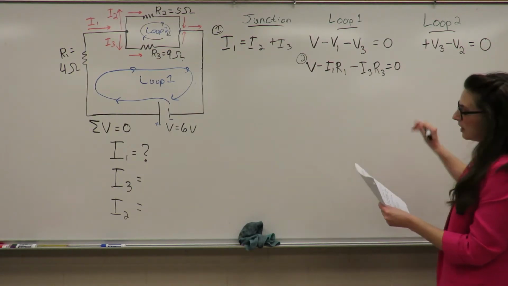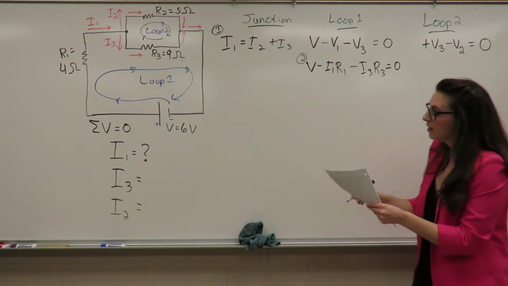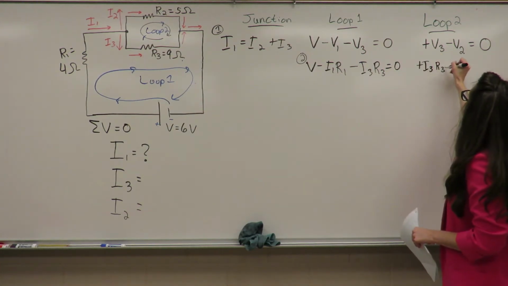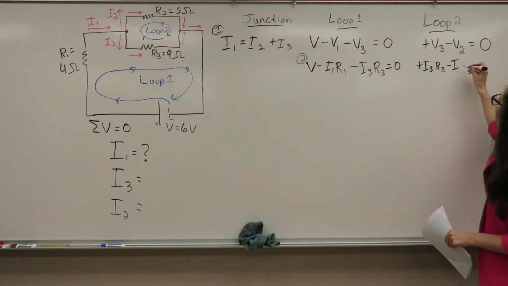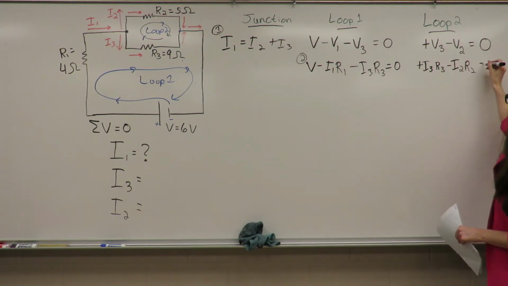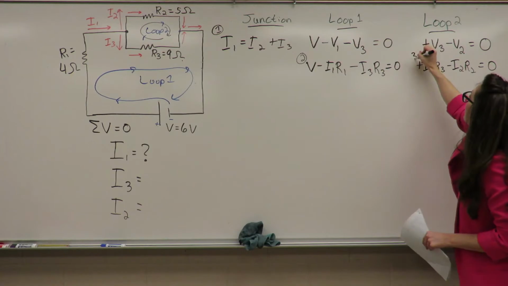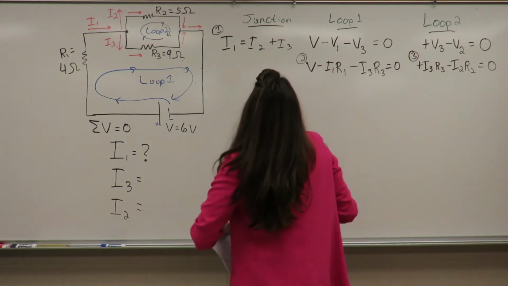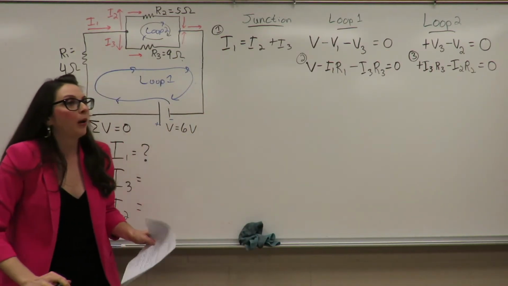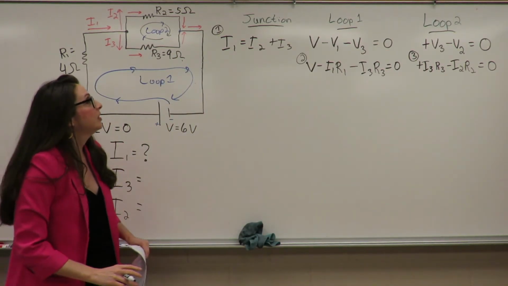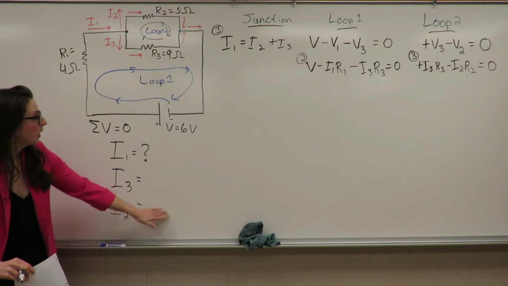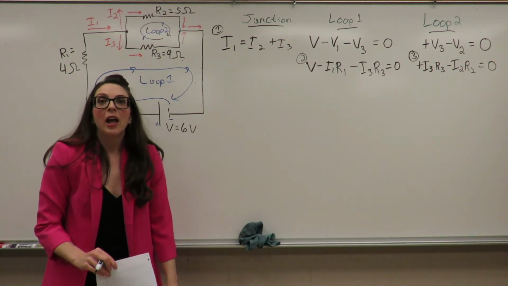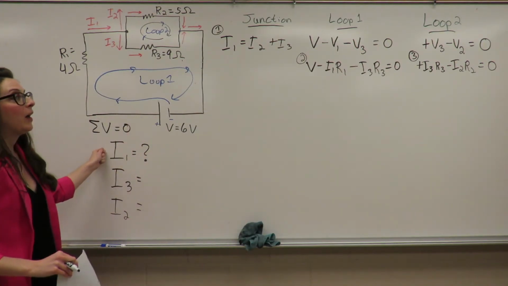So positive V3 minus the potential across resistor 2 equals 0. And so if I replace these voltages with IR, this is going to look like positive I3 R3 minus I2 R2, and that equals 0. So that will be my third equation. So using these 3 equations as our starting point, we've got 3 equations, 3 unknowns I'm looking to solve for. We can use these 3 equations in different ways in order to get at I1 right here.